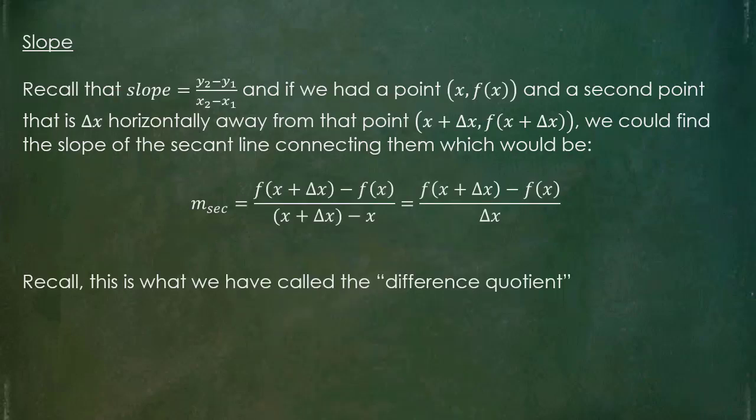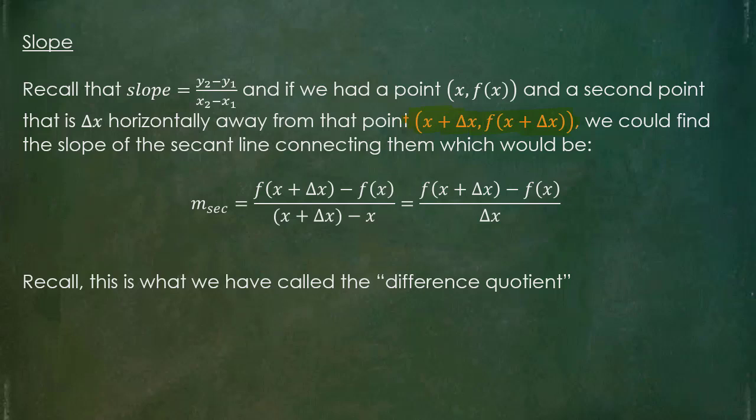So let's go ahead and review the concept of slope. So remember, slope was that formula y2 minus y1 over x2 minus x1. And if we actually had a point that was just x and then whatever the function is at x, so x comma f of x, and then we had a second point that was just horizontally a change in x or delta x away from that point, notice that would then turn into this format where it would be x plus delta x is the x coordinate, and then the function at x plus delta x as the y coordinate.